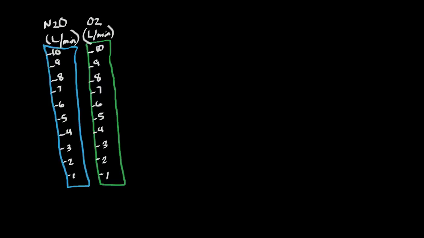So here's the question. How do we calculate the FiO2 when we introduce another gas that we're using while also using oxygen? There are several ways to figure this out. This is just the method that I would use.